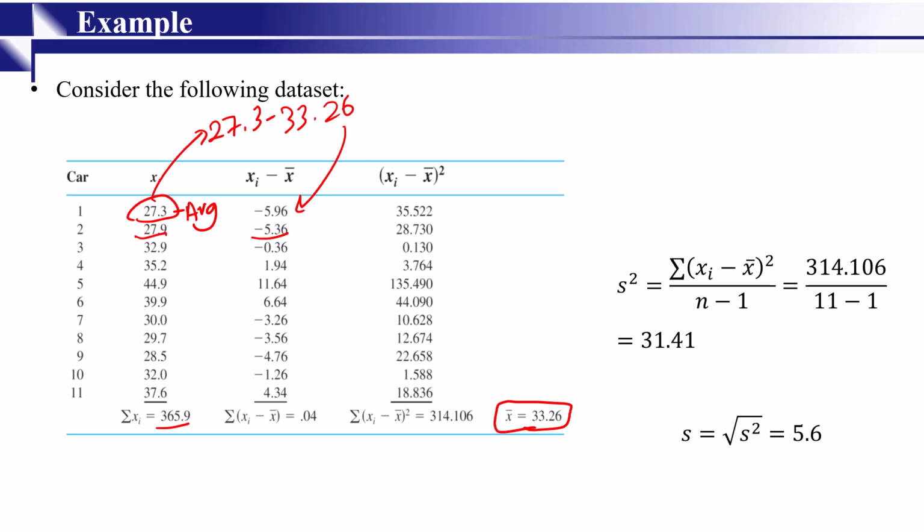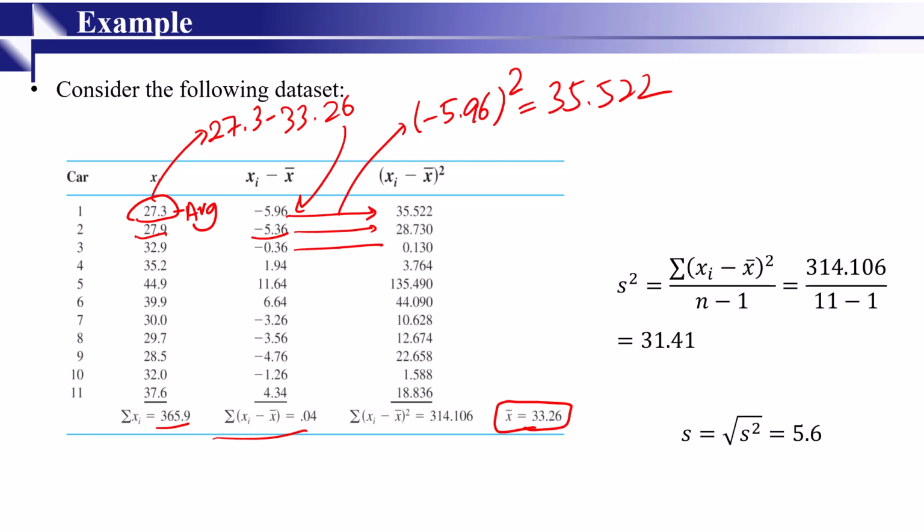Then we will calculate this one and sum up. Then we will square this one. It means minus 5.96 squared is equal to 35.522. Then this one the same. Then we can calculate S squared, right? What is S squared? This one, 314.106 divided by how many numbers do we have? 11. 11 minus 1, then the variance is 31.41.